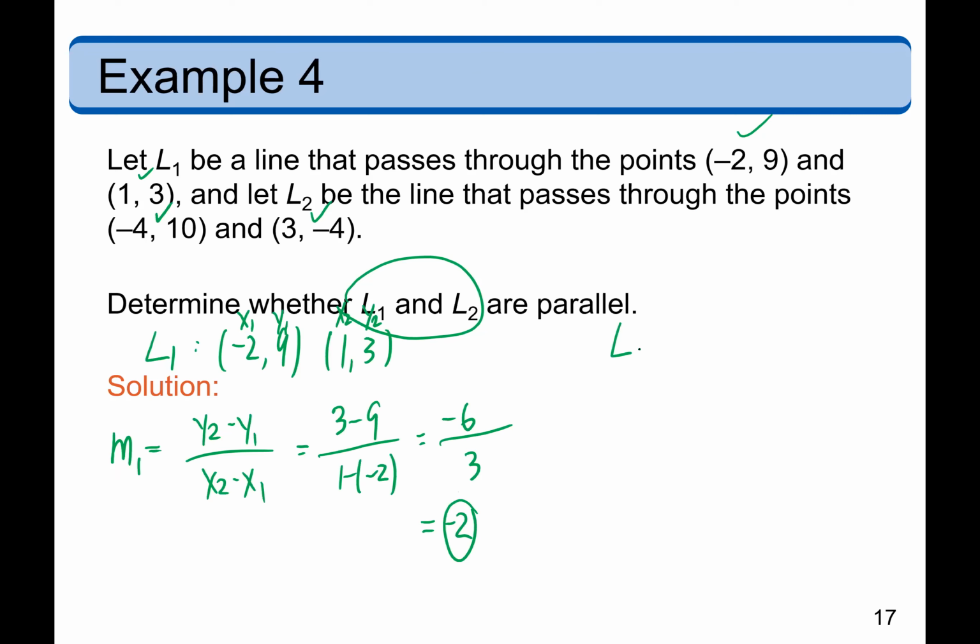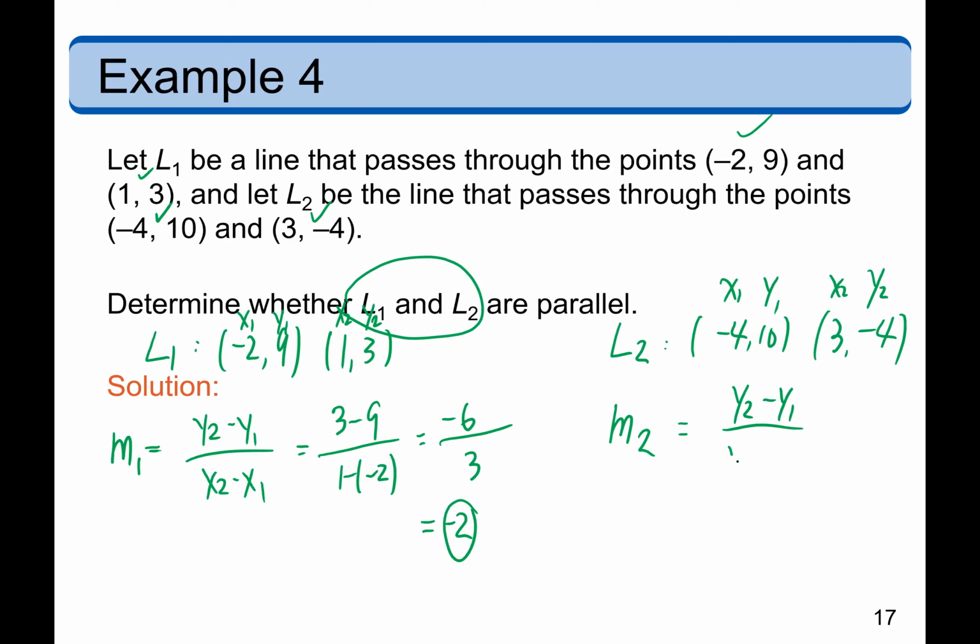Now let's take a look at line number 2. We're given two ordered pairs, (-4, 10) and (3, -4). We still label these x1, y1, x2, y2. Now let's calculate the slope for line number 2: y2 minus y1 over x2 minus x1. So this is -4 minus 10 over 3 minus -4. On the top, two negative numbers add up, giving -14. On the bottom, 3 adding 4 becomes 7. So simplifying, you get -2.